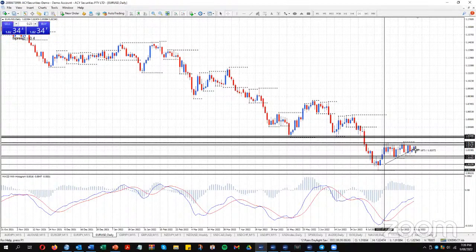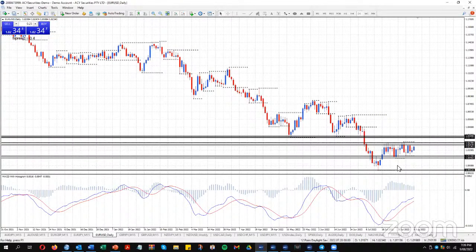15 candles, 3 weeks of trading. Now you can see up here, we had quite a consolidation period before we moved down, created a double top, triple top, and then a long decline.